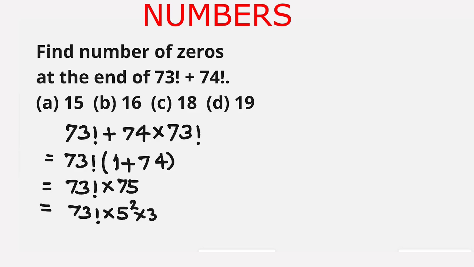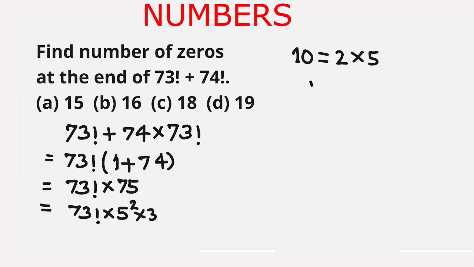Now we have to find the number of zeros in the given question, and the number of zeros is nothing else but the power of 10 in the given number. 10 is not a prime number, so we split 10 into two prime numbers, which are 2 multiplied by 5, and 2 is smaller than 5. Therefore, the exponential power of 2 in 73 factorial will be more than the power of 5 in 73 factorial. So we will find only the power of 5 in 73 factorial. That will be the power of 10 in 73 factorial.